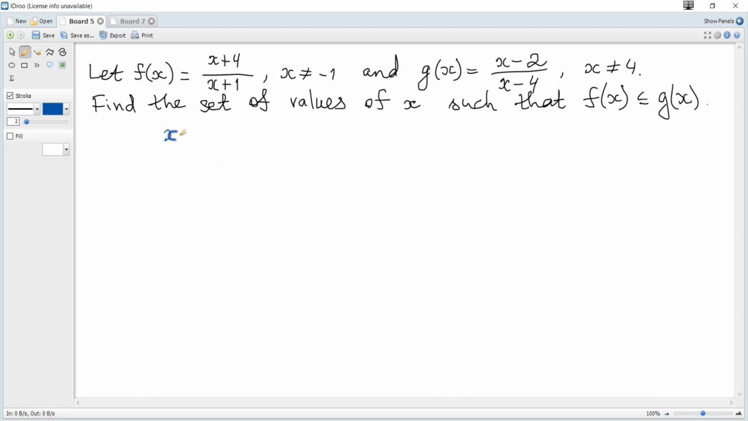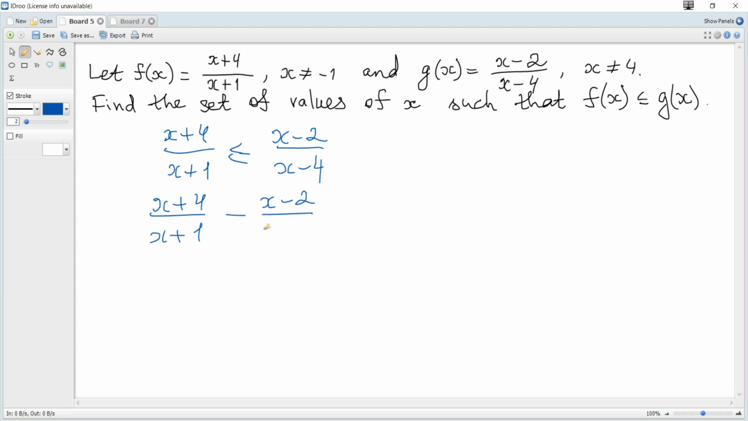So we need (x + 4)/(x + 1) to be less or equal than (x - 2)/(x - 4). And the method is the next. We move all terms to one side, for example, to the left, so that we compare with 0. So it becomes (x + 4)/(x + 1) - (x - 2)/(x - 4) is less or equal than 0.